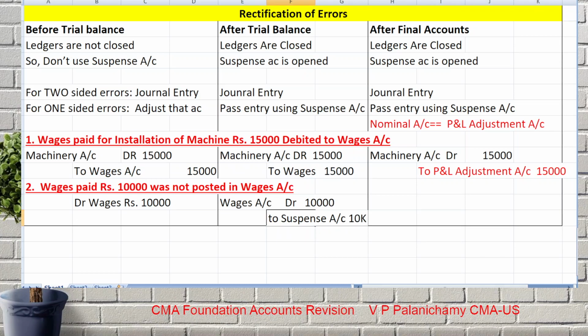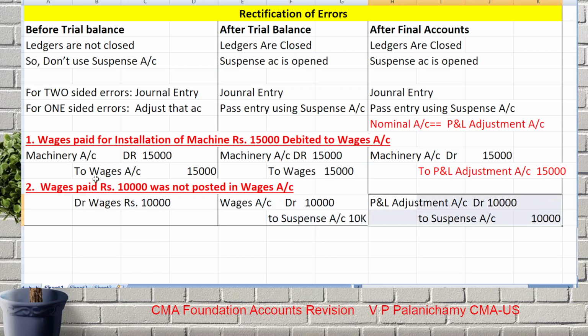If it is after final accounts, what will we do? Wages is a nominal account. Instead of that, what do we use? Profit and loss adjustment account debtor, how much? 10,000 to which account? Suspense. So 10,000. It's a most important error and clearly tells the difference between before trial balance, after trial balance, and what? After final accounts. So before trial balance, debit that wages account only.